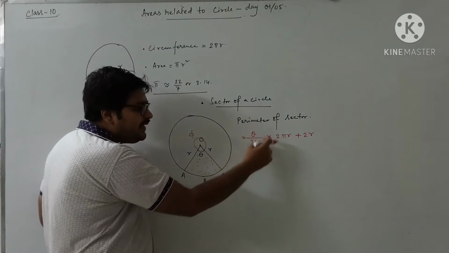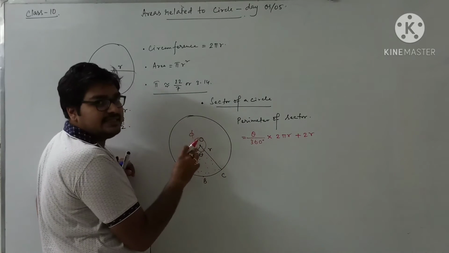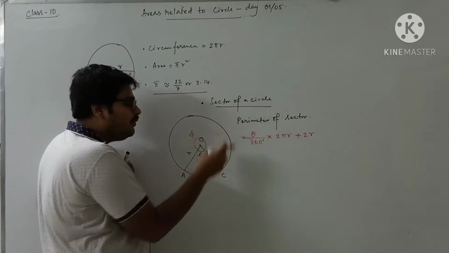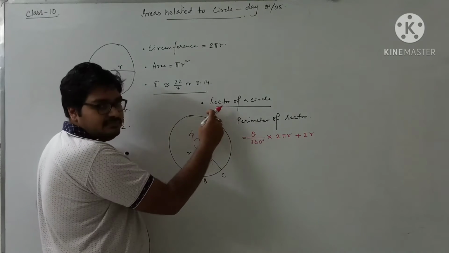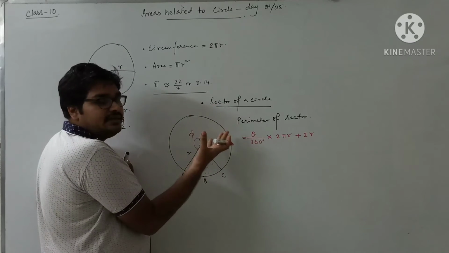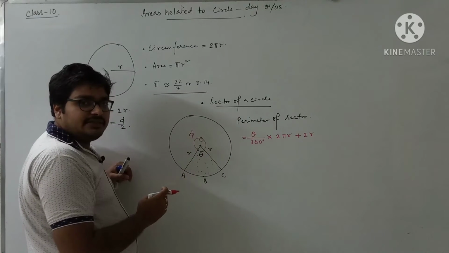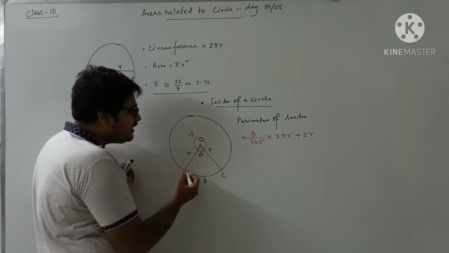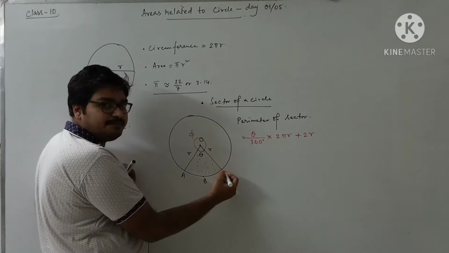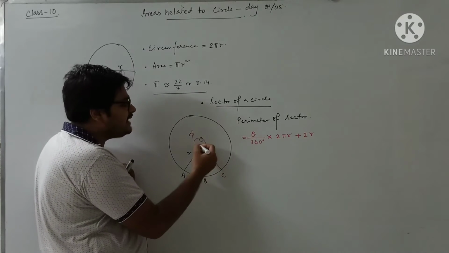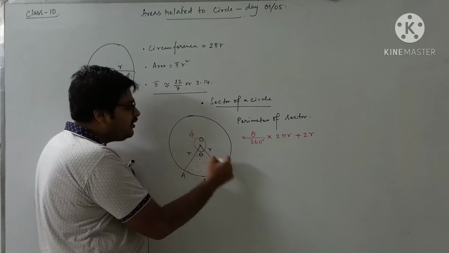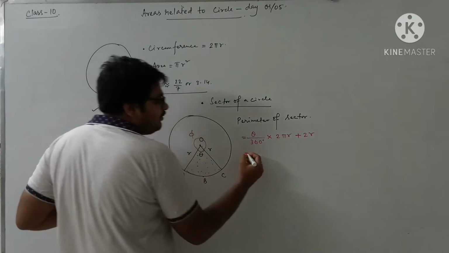Because at first I have taken out theta, which is how much part of 360 degrees. With this fraction, whenever I multiply the complete circumference, that means I get the part of the complete circumference, and the part of the complete circumference means the length of the arc AC. With this, I have added this R and this R to get the complete perimeter. So what formula are we getting here?